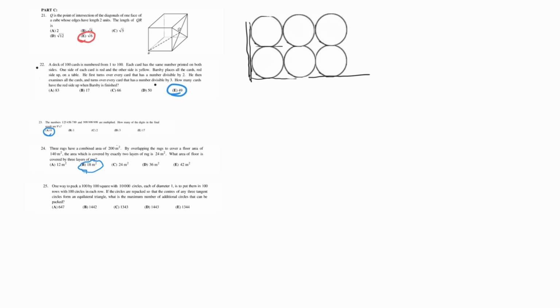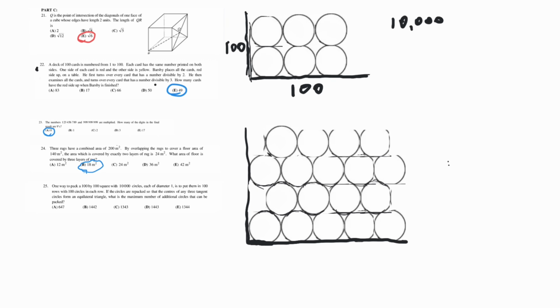That's one way to pack the 100 by 100 square with 10,000 circles. Each row has 100 circles, and there are 100 rows, total 10,000 circles. Now let's repack in the second way, the bottom way.